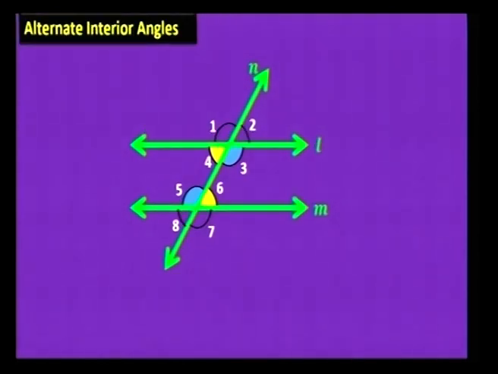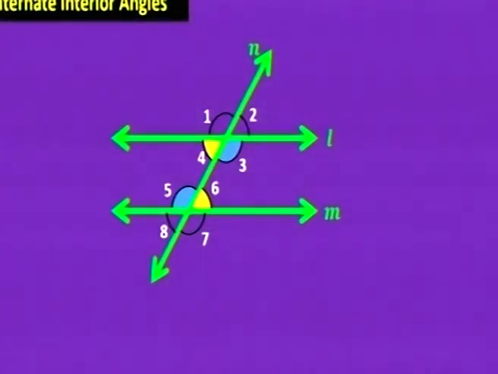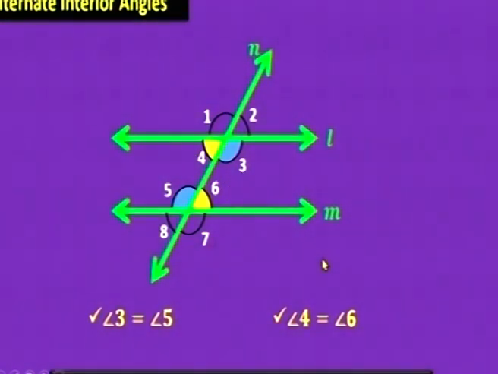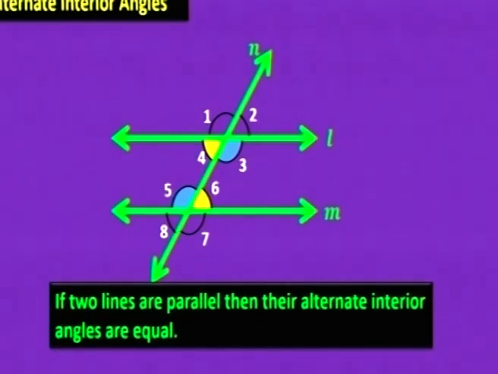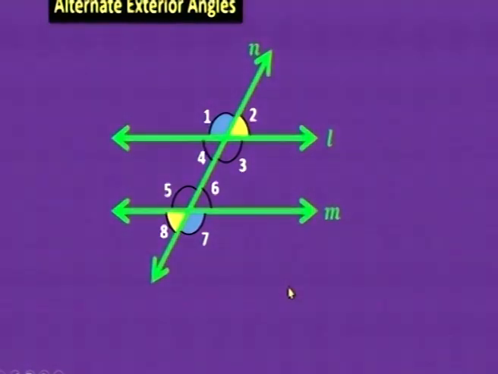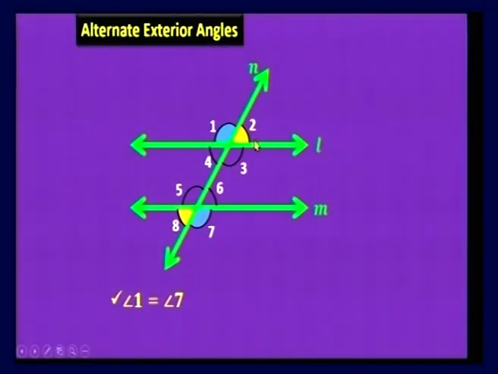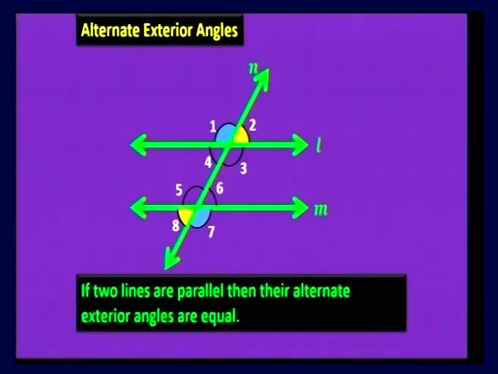Now, let us see about their alternate interior angles. Here, angle 3 and angle 5 are alternate interior angles. Also angle 4 and angle 6 are alternate interior angles. On measuring them, you will notice that angle 3 is equal to angle 5 and angle 4 is equal to angle 6. So, we conclude that whenever two lines are parallel, their alternate interior angles are equal. Now for alternate exterior angles 1 and 7, we see that angle 1 is equal to angle 7. Similarly, on measuring alternate exterior angles 2 and 8, we see that angle 2 and angle 8 are equal. So, we conclude if two lines are parallel, then their alternate exterior angles are also equal.